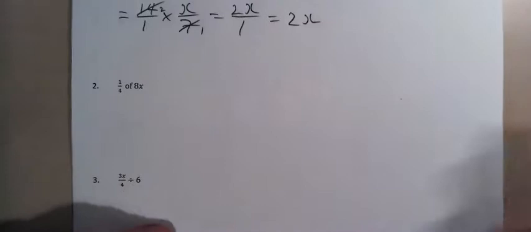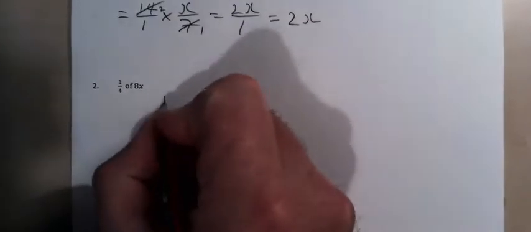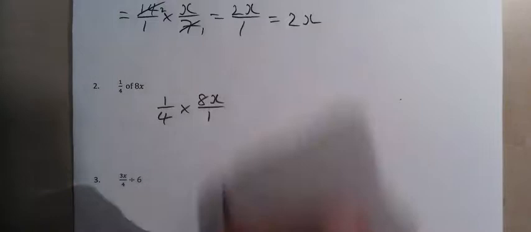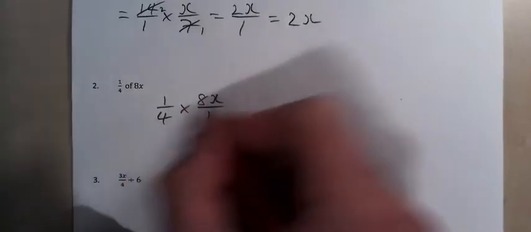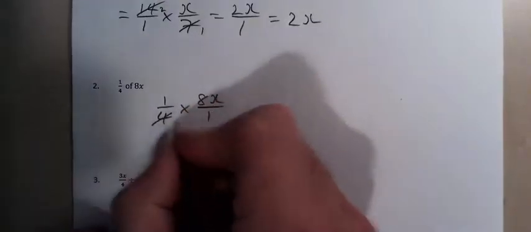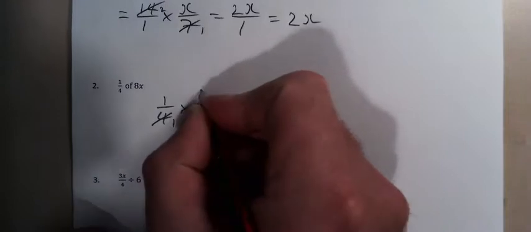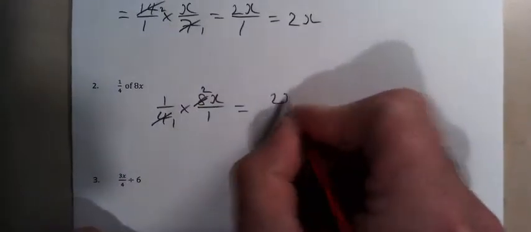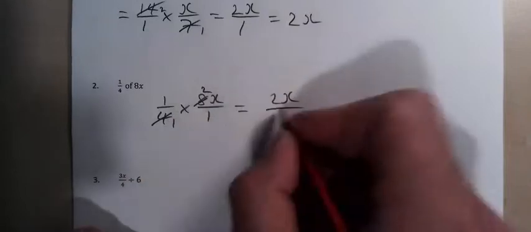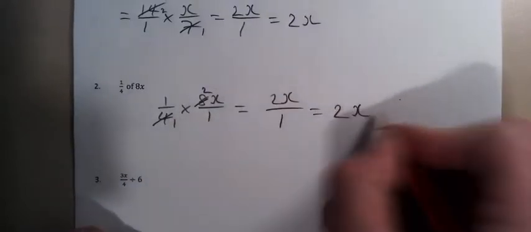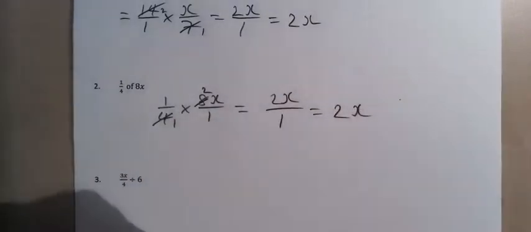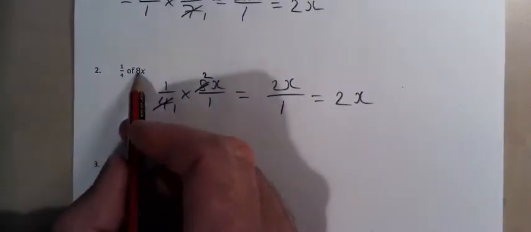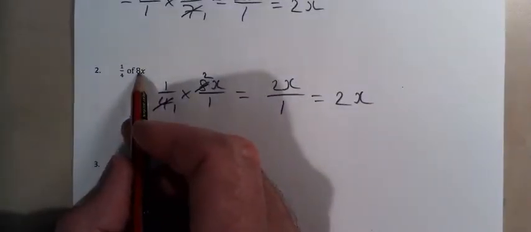Next one then, a quarter of 8x, so same sort of thing, a quarter multiplied by 8x over 1. Both of these divide by 4, and it doesn't necessarily look like it. You would get 1 here, and we would get 2x here. Top times top is 2x. 1 times 1 is 1, and we end up then with 2x, like we had in question 1. Incidentally, common sense would hopefully tell you a quarter of 8x is going to be 2x.